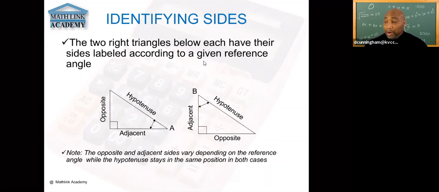Now, depending upon where our reference angle is, let's look at the second triangle, angle B. With respect to angle B, the opposite side is over here. With respect to angle B, the adjacent side is this one, and we already see where the hypotenuse is located, opposite to the 90 degree angle. So it's always with respect to the angle that a side is opposite or adjacent.